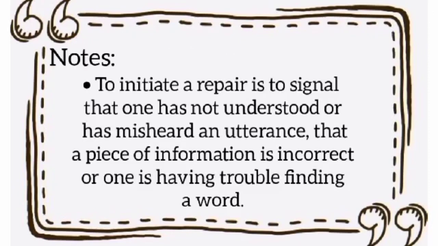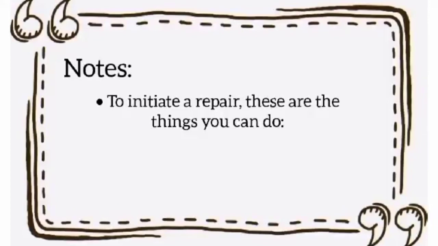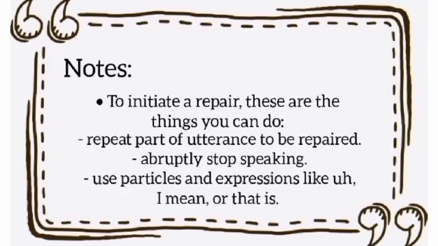Notes: to initiate a repair is to signal that one has not understood or has misheard an utterance, that a piece of information is incorrect, or one is having trouble finding a word. To resolve a repair, someone must repeat the misunderstood or misheard utterance, correct the inaccurate information, or supply a word. To initiate a repair, these are the things you can do. Repeat part of the utterance to be repaired. Abruptly stop speaking. Use particles and expressions like I mean, or that is.